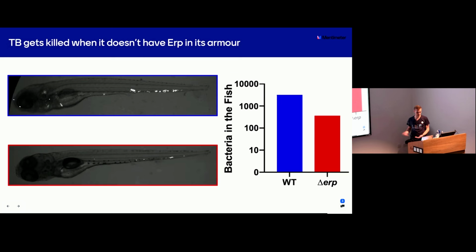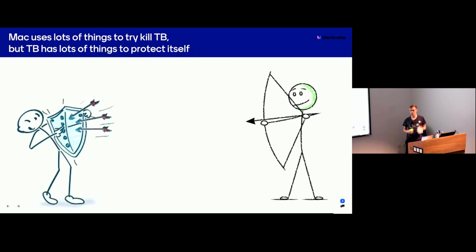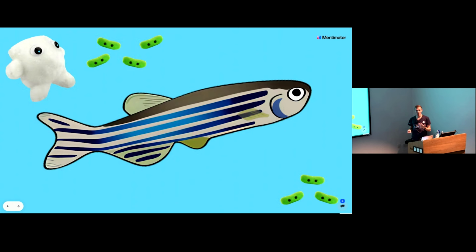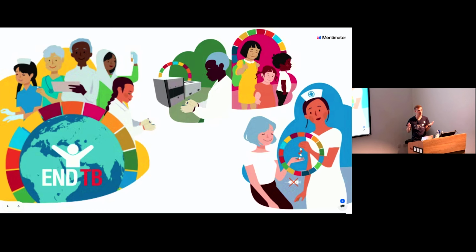So if we could somehow target this protein, stop it doing its job, then we would have a really useful tool that would make TB be killed by both the drugs that we use to treat it and also by how MAC kills TB. So MAC has lots of things that it uses to kill TB, but TB has a lot of things that it uses to protect itself. And our work in the fish is teaching us lots about both of those things. And that information, we hope, will contribute to the global plan to try and end TB. So with that, I'll end, and I'd like to thank you for your time.